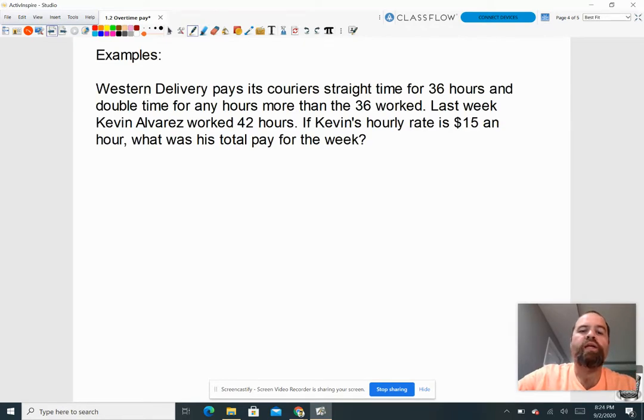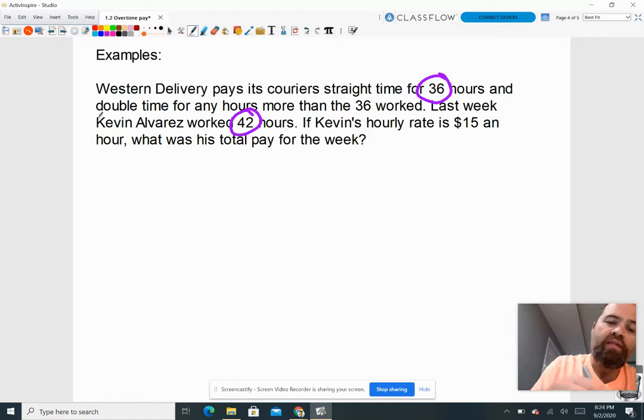All right, last one here. Western Delivery pays its courier straight time for 36 hours and double time for any hours more than the 36 they were scheduled to work. Last week, Kevin worked 42 hours. So there seems like there's a couple extra numbers floating around in here, but he normally works 36. This week he worked 42. So we're going to have to figure out how many hours of actual overtime work he did. But other than that, the setup is going to be very similar to what we just did at the beginning.